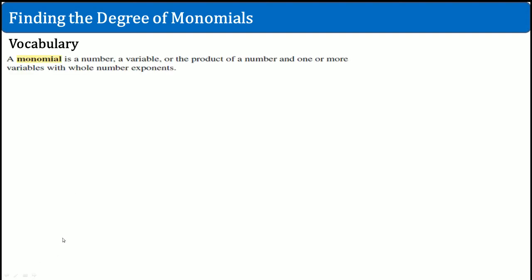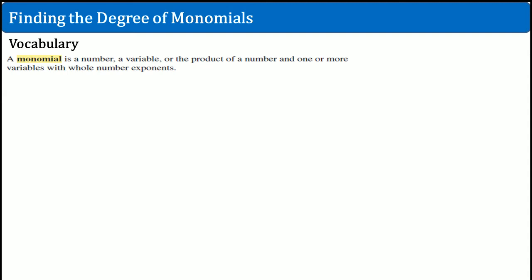Welcome, this is the 7.1 adding and subtracting polynomials. Here in this section, we're going to find the degrees of the monomial. Okay, so let's go over some vocab. First of all, a monomial is a number, a variable, or a product of a number and one or more variables with whole number exponents.